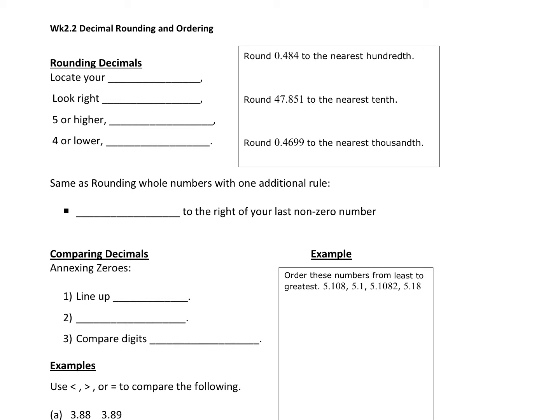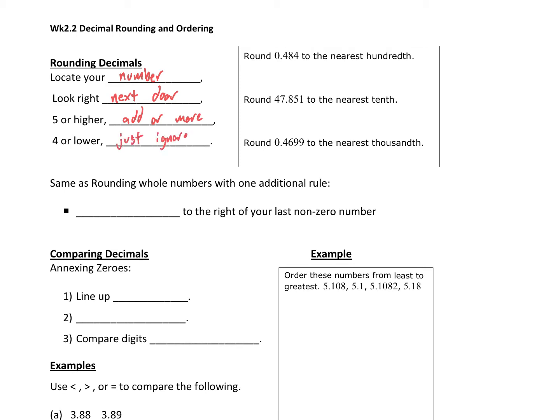Okay, from that video you remember when we talked about rounding, a basic little poem, rhyme, something to help you remember how to round. We said: locate your number, look right next door, 5 or higher, add 1 more, 4 or lower, just ignore. So let's rewrite that here. Locate your number, look right next door, 5 or higher, add 1 more, 4 or lower, just ignore. So that was with whole numbers.